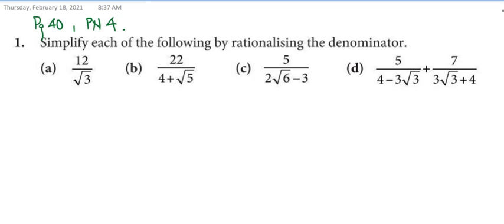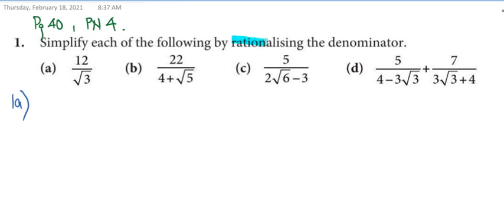Okay, just now I managed to summarize for you what is the meaning behind conjugate as well as rationalize. Alright, so we're going to do some worked examples right now. First thing, let us take a look at 1A.